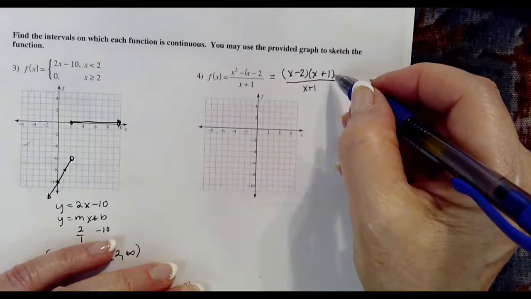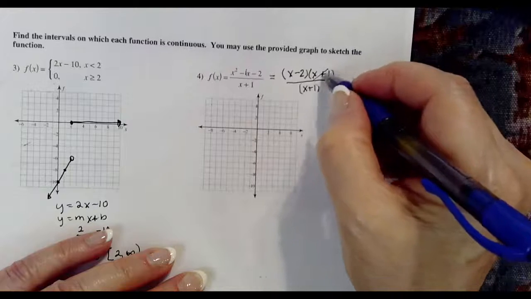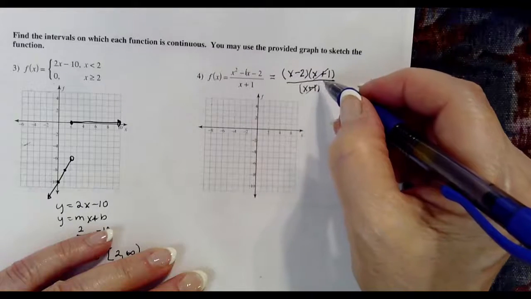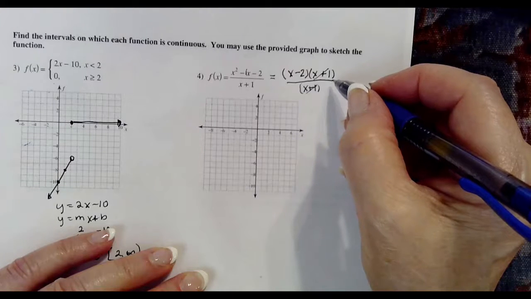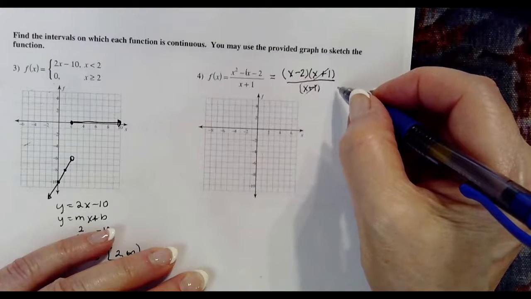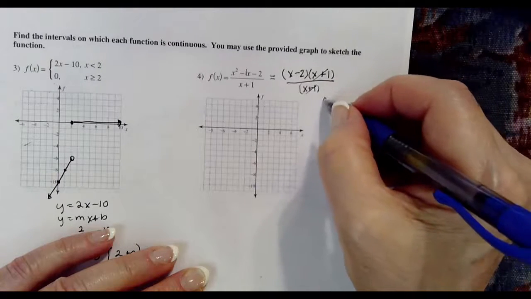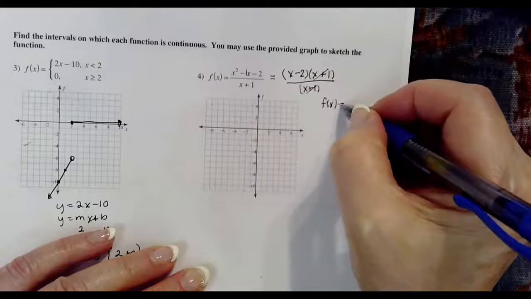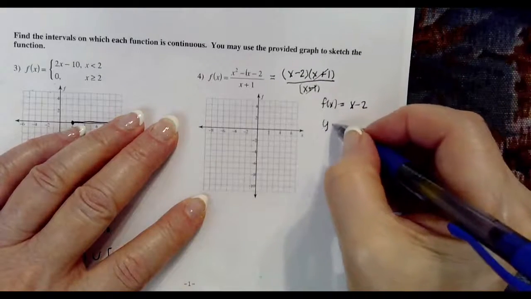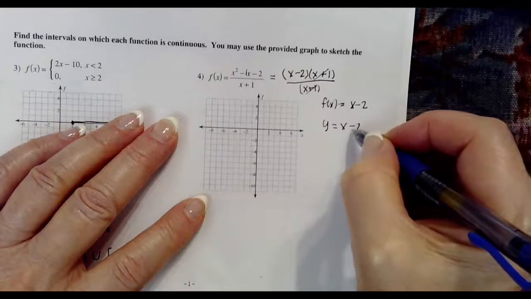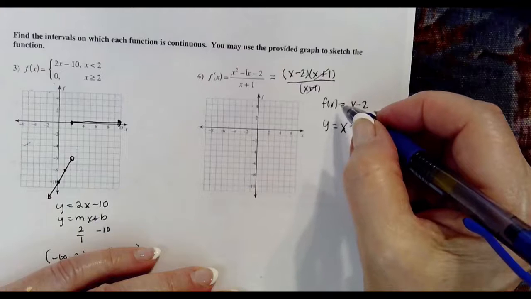Okay, so you agree with that? Now, we know that we can take the x plus 1 and cancel it out. And so what does that form for us when we cancel the x plus 1 out? That gives us a hole that we have to look at later. So this now becomes f of x equals x minus 2, or y equals x minus 2, because f of x and y are the same. We use them in the same way.